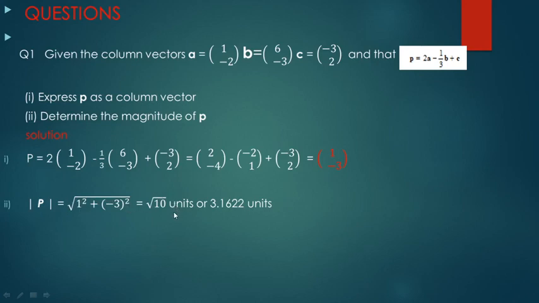Remember, magnitude is the length, and length must have units. So if you are not told the units, you just write root 10 units, or 3.162 units if you find it in decimal form. Remember to write the term units because it's essential.